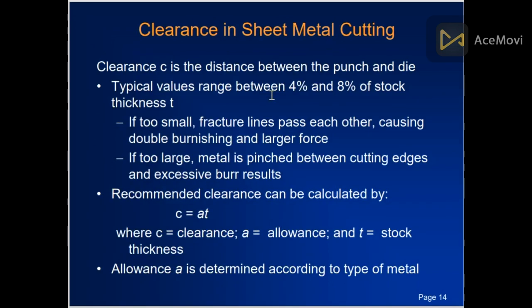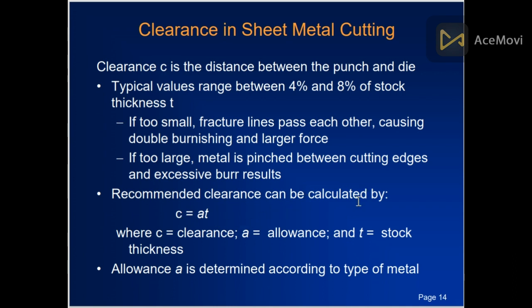Clearance C is the distance between the punch and the die. Typically its value ranges between 4% and 8% of stock thickness T. If the clearance is too small, the fracture lines pass through each other, causing double burnishing and larger force. This causes an increase in force. But if the clearance is too large, the metal is pinched between the cutting edges and excessive burr results. This is not a clean and tidy cut.